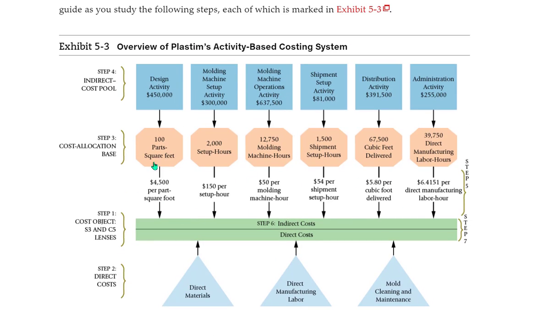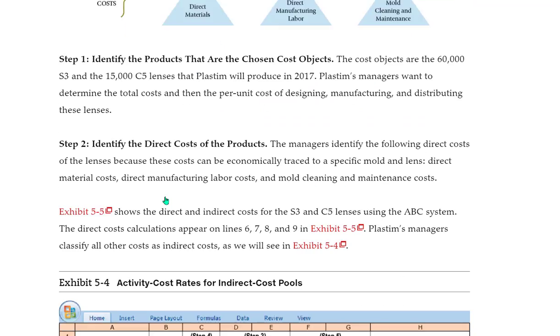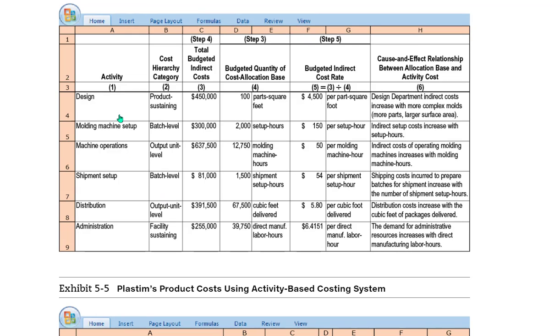Okay, so let's say for design, we had 4,500 per part square foot, whatever the heck that is. Here's design, product sustaining, okay, 450,000. Okay, we've got our indirect rate, we've got 100 part square feet, so that's 4,500 per part square foot. Okay, more parts, larger surface area, whatever they say. Here's machine molding. This is a batch level cost. Oh, that's the difference here. This is the difference, is the cost categories.